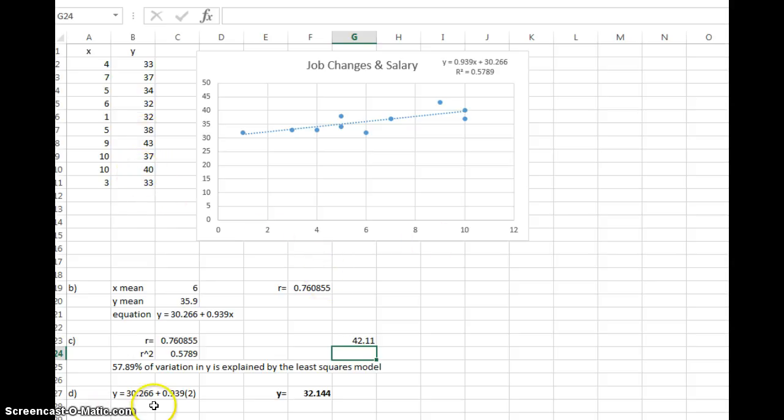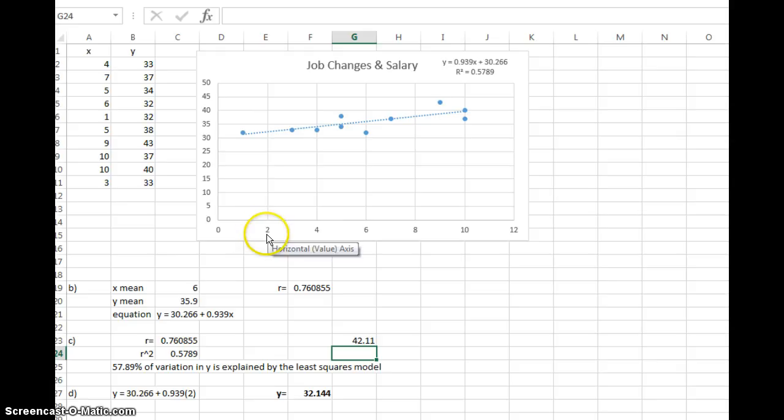And D is just asking us to make a prediction here. If someone has 2 job changes, which means put a 2 into the equation, determine what their salary would be. Make a guess about what their salary is going to be. So that's why we made this line, so that we can make predictions.